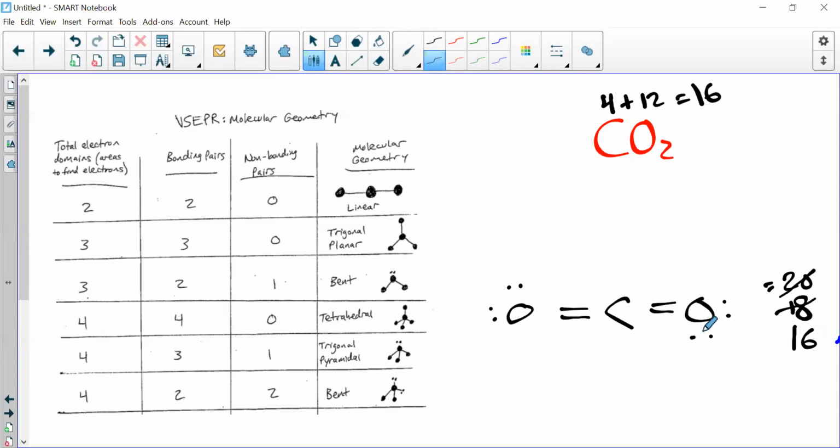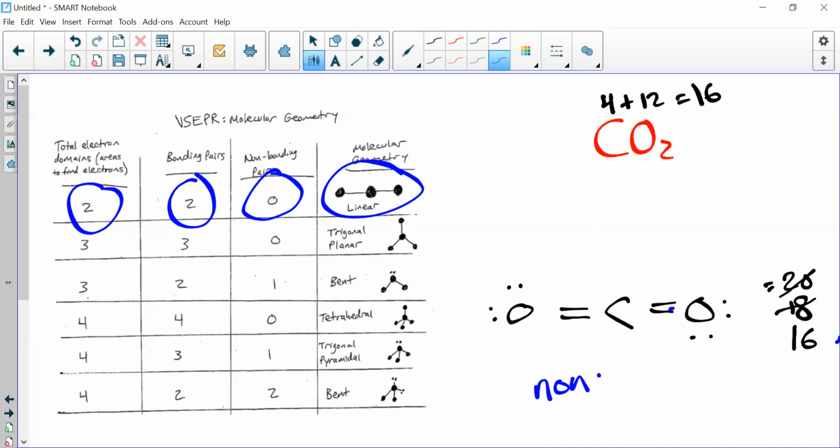All right, let's find the VSEPR shape. So CO2, we have 1, 2 electron domains. Both of them are bonding pairs, no lone pairs. This is linear. Okay, is this polar or nonpolar? Well, there are no lone pairs on the central atom. These are the same thing. This is going to be nonpolar. Even though the CO bond is quite polar, they cancel out. CO2 ends up being nonpolar.